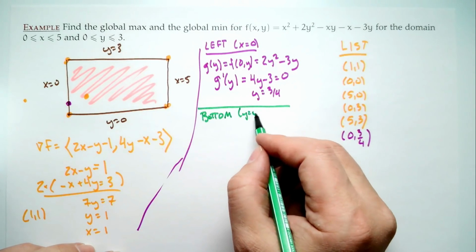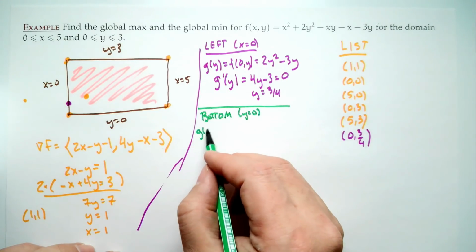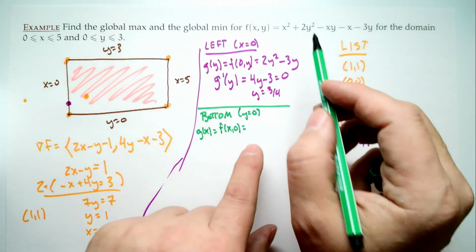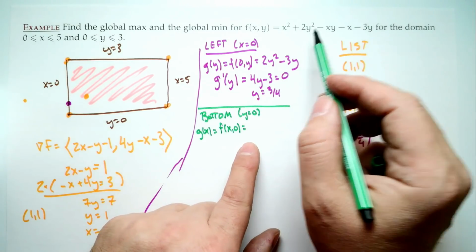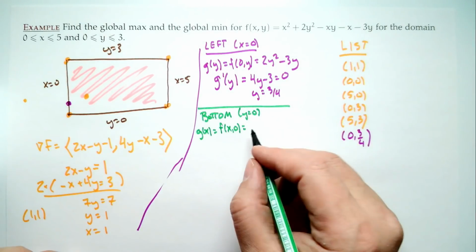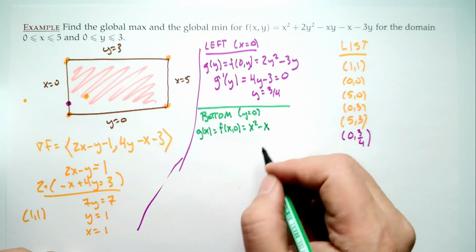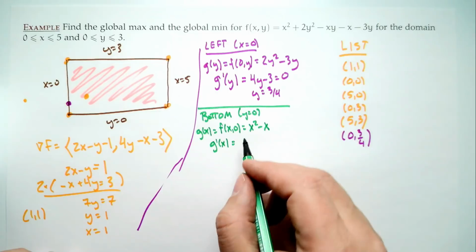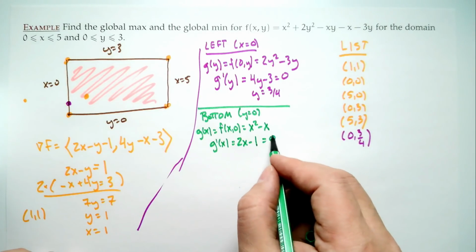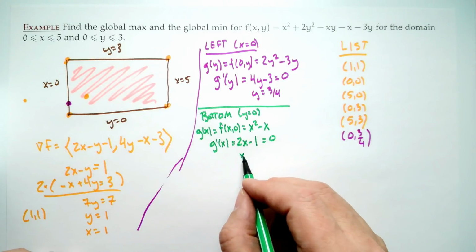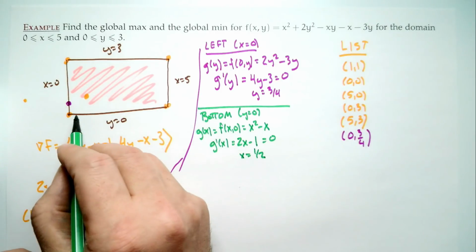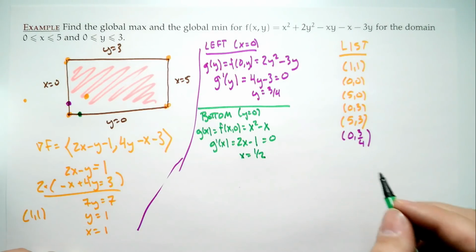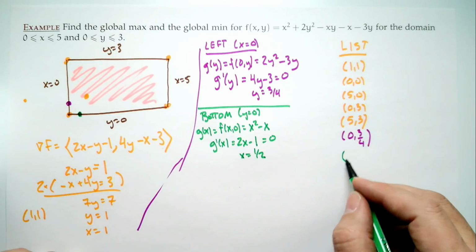Y equals 0. So now what I can think of is really I have a function of x, found by f of x comma 0. Well, okay, so that's going to be x squared plus 0 minus x minus 0. So x squared minus x. So that's the function. Take the derivative, g prime of x gets 2x minus 1, set equal to 0. Which value of x do we care about? 1/2. Well, that would be about there. Okay, so what's the critical point? 1/2, 0. And it's in the domain, so we add it to our list.